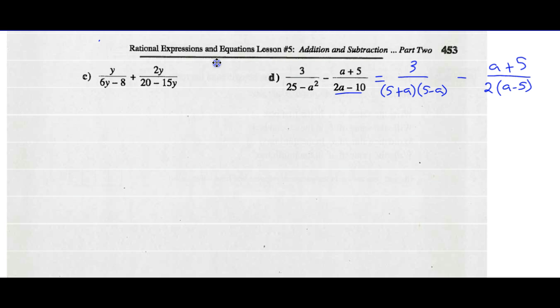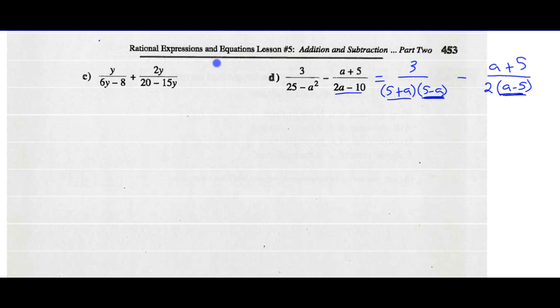So if I look closely at this, I now have to write the common denominator of this statement. So 5 plus a and 5 minus a. A minus 5 looks a lot like 5 minus a. So what I might want to do is try and get those two to be the same thing.